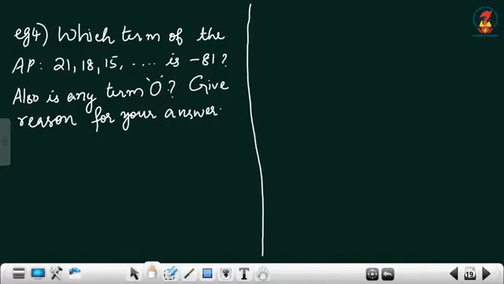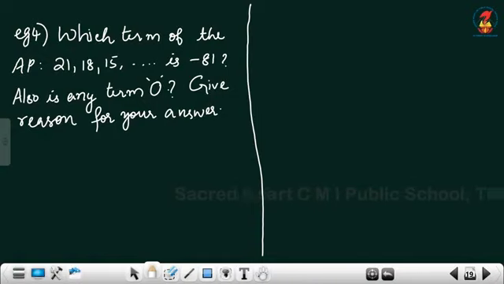Then example 4. Which term of the AP 21, 18, 15, etc. is minus 81? Also, is any term 0? Give reason for your answer.